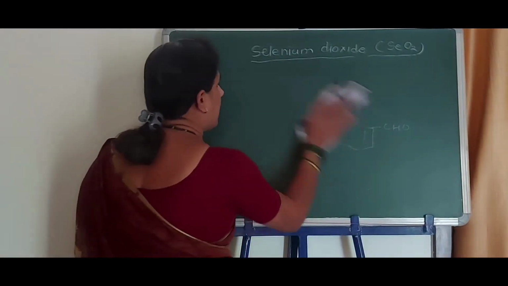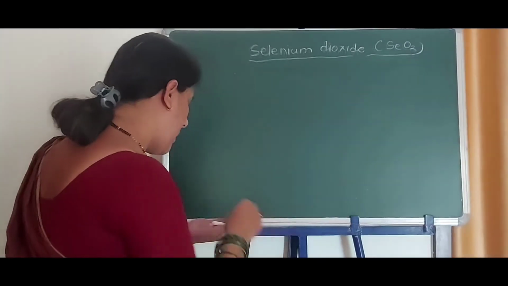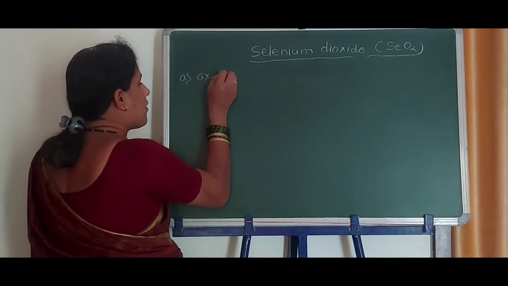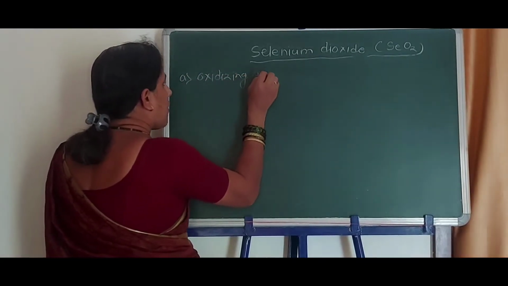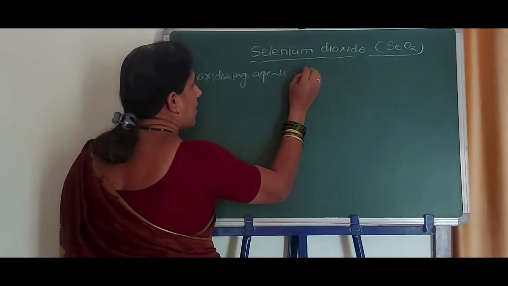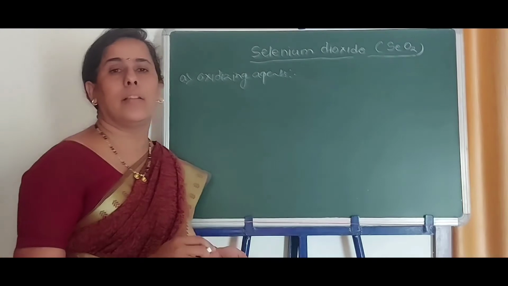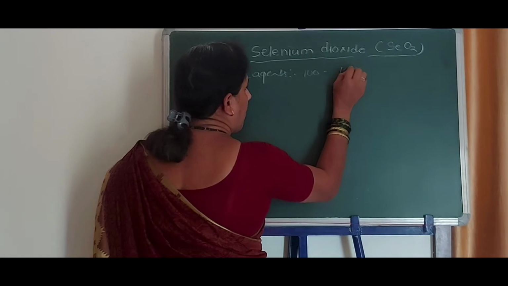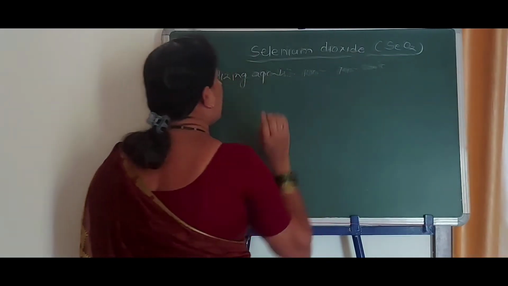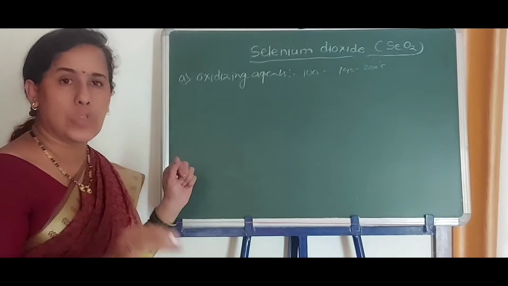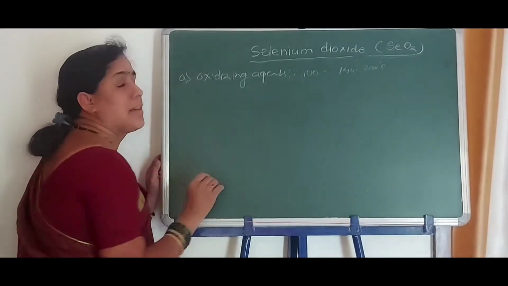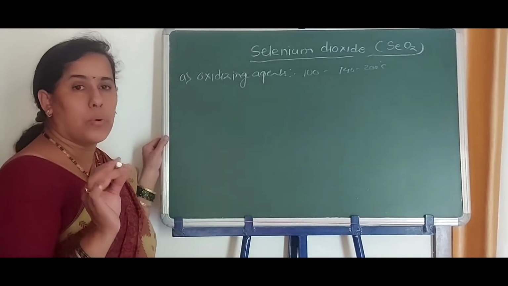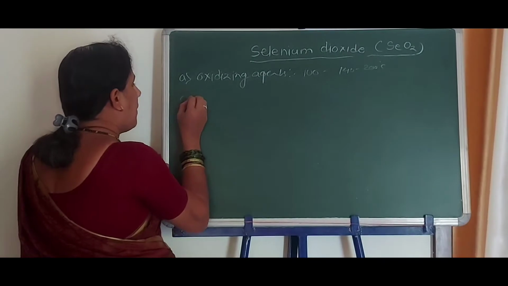First application, it acts as an oxidizing agent. Selenium dioxide in the aqueous state at a temperature of 140 to 200 degrees Celsius in the presence of dioxane as a solvent oxidizes compounds containing the triple bond into a carbonyl group.